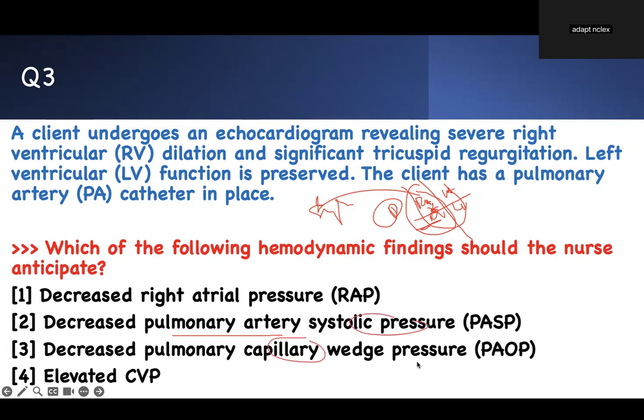The wedge is also going to be normal. I eliminate it. I see decreased right atrial pressure. Well, your right ventricle is affected. The pressure is going to increase. Test taking strategy: CVP, systemic central venous pressure is going to increase.